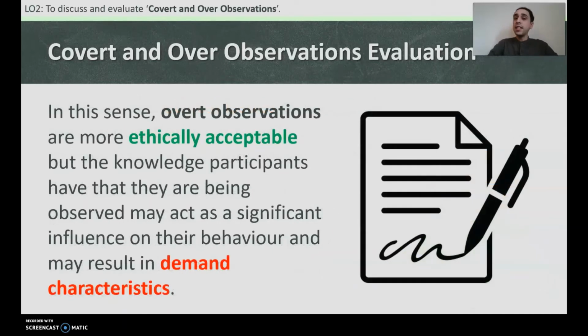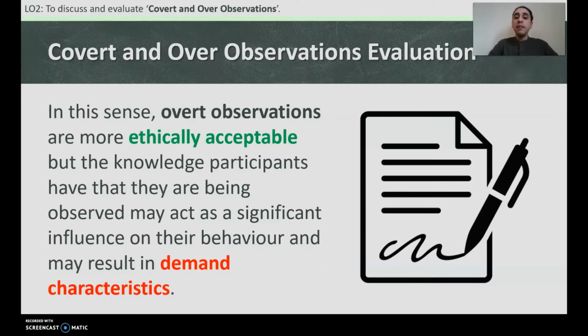Overt, in this sense, overt observations are more ethically acceptable. So one strength of overt observations is they're ethically acceptable. With an overt observation, you've usually got informed consent, so you've got consent from the participants to say that they're willing to take part in your experiment or your observation. But the knowledge participants have that they are being observed may act as a significant influence on their behavior and may result in demand characteristics.